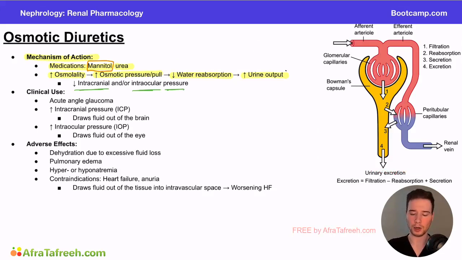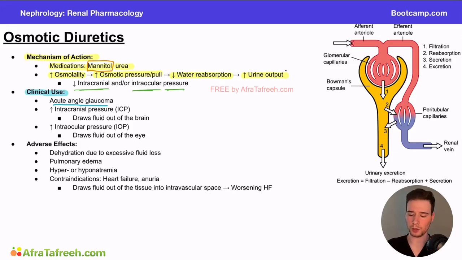Now, when we consider our clinical use here, again, just think about things that would require us to pull fluid into the intravascular space, where we want to get fluid from one place to another. If we give them an osmotic diuretic, we can make that happen through the principle of osmosis. One of the common ones that are tested is acute angle glaucoma, because glaucoma is an eye pathology in which the intraocular pressure is increasing to the point that we're actually damaging the eye structures themselves. And so if we need to pull fluid out, we can give an osmotic diuretic, something that will pull that fluid out to decrease the ocular pressure.